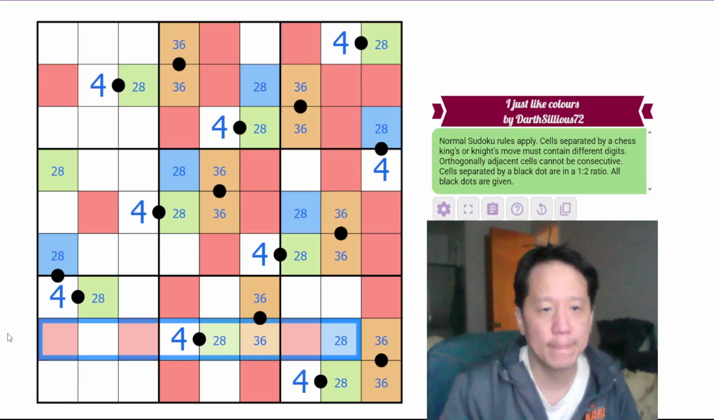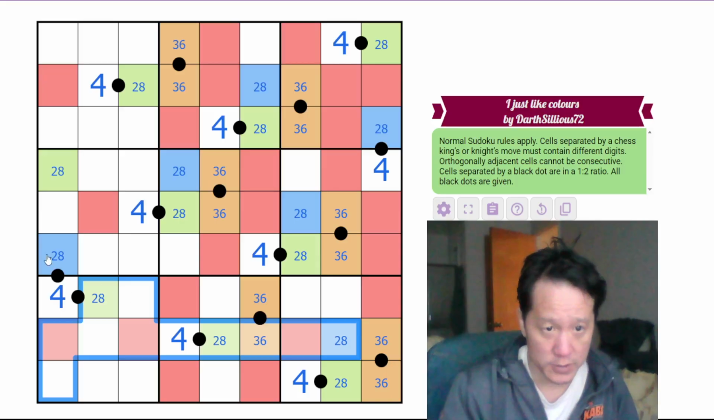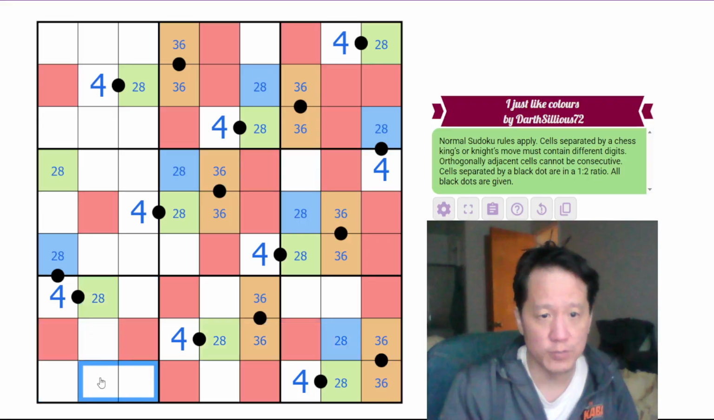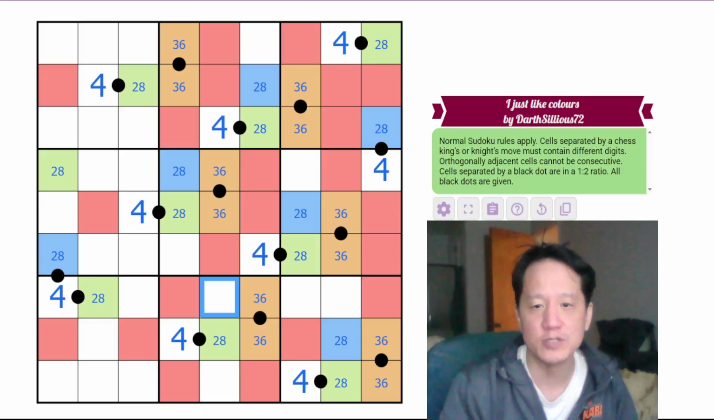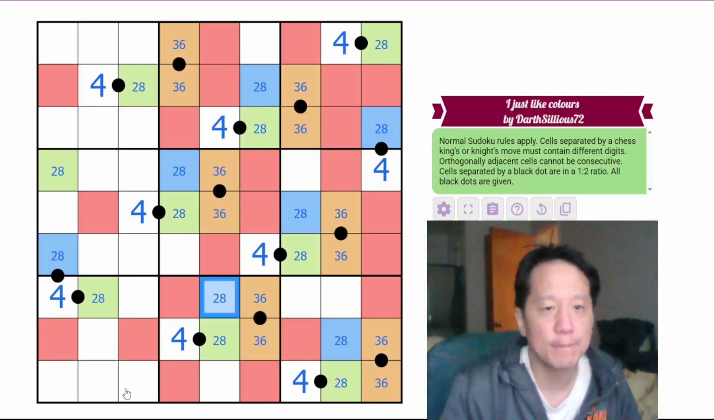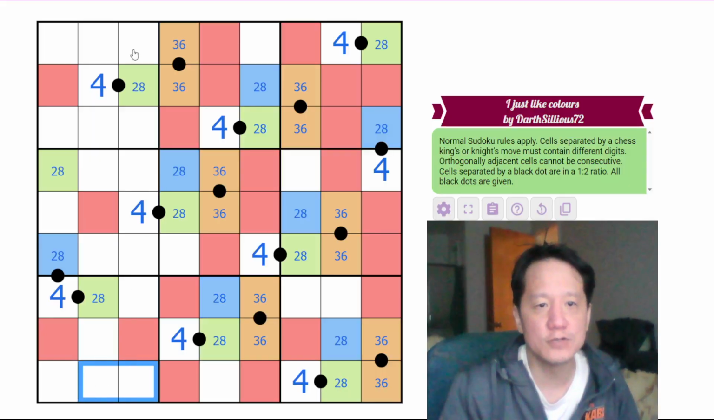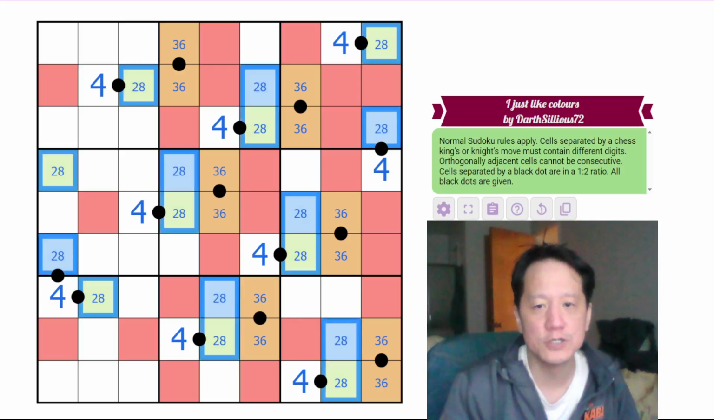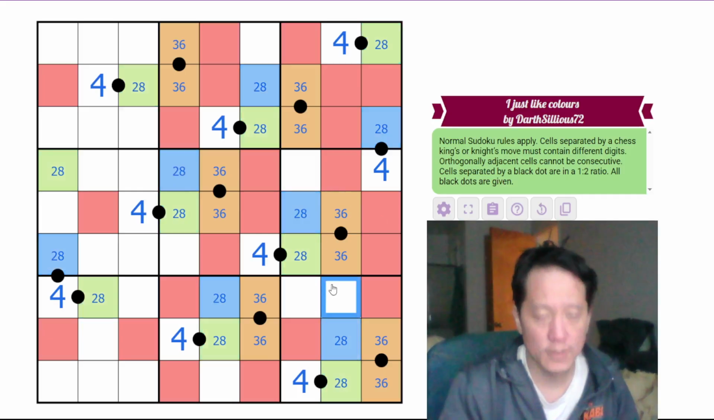Blue can't be here or here or here because of anti-knight. So neither of these are blue, so this is blue guaranteed to be here, which means this can't be blue, so the blue must be here. And it's 2 or 8. One of these 2 is blue, one of these 2 is blue, we don't know which.